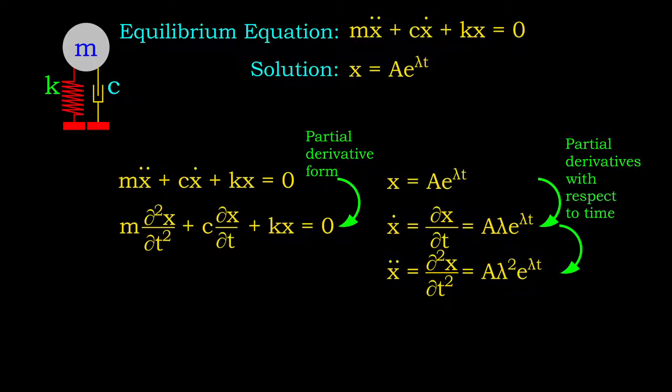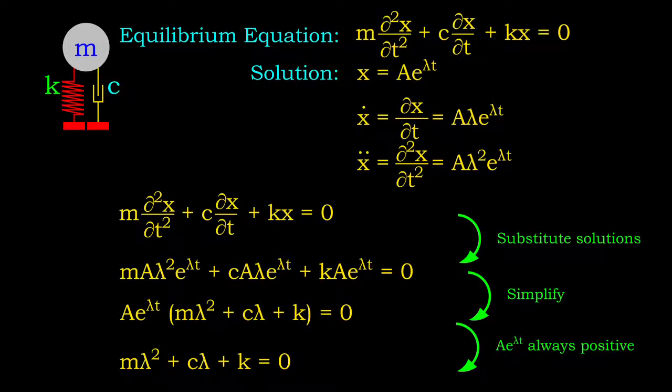Recalling the form of solution of x which we applied in previous video, and its partial derivatives that we used to solve for unknown velocity and acceleration responses. Let's substitute the trial solution into the equation and simplify it.